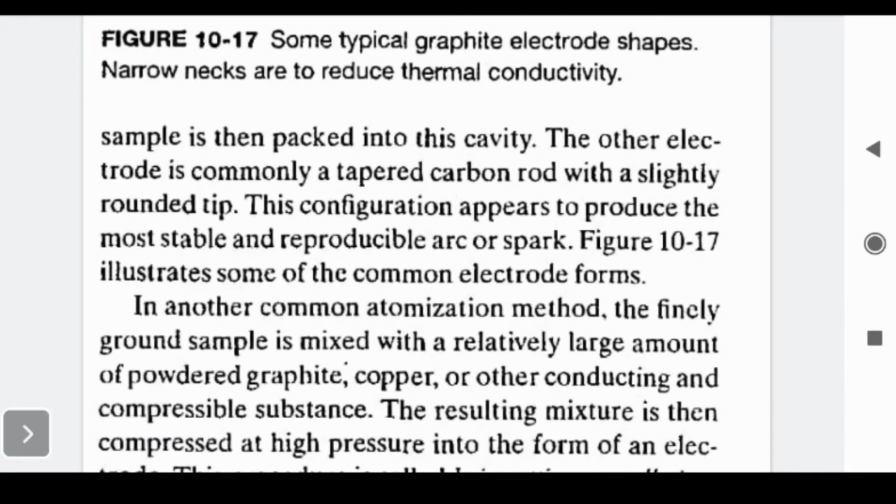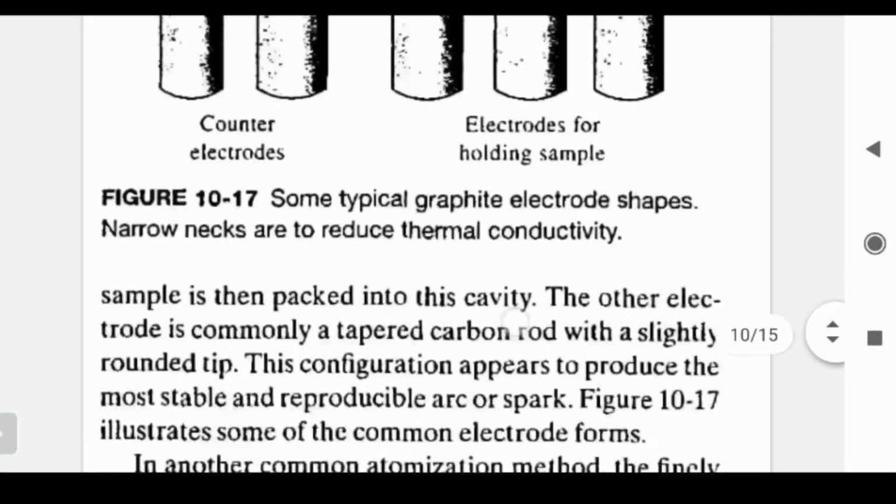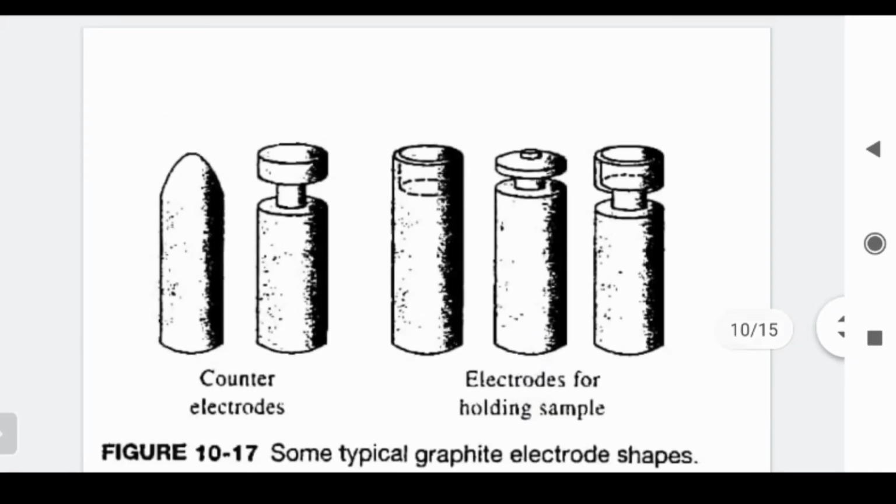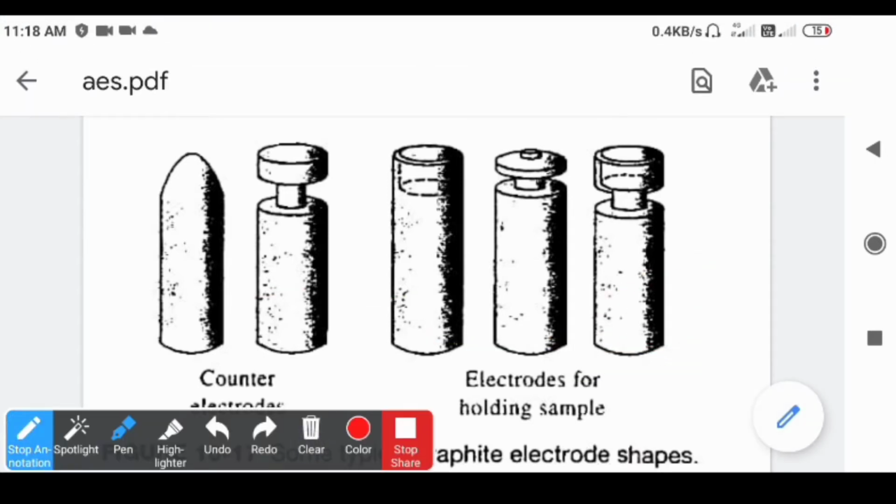Okay, so for non-metals, there are again two ways that we can prepare the sample. In the first method there are two electrodes: first the counter electrode, and another one is the electrode for sample holding. So in the counter electrode, what precaution is there, that it is maintained with a sharp tip.